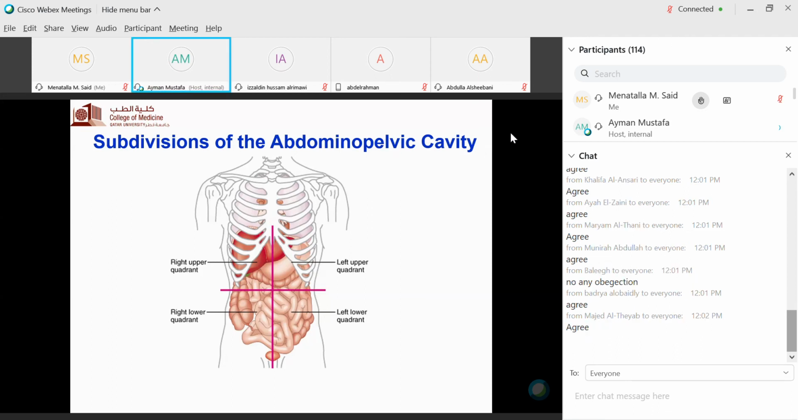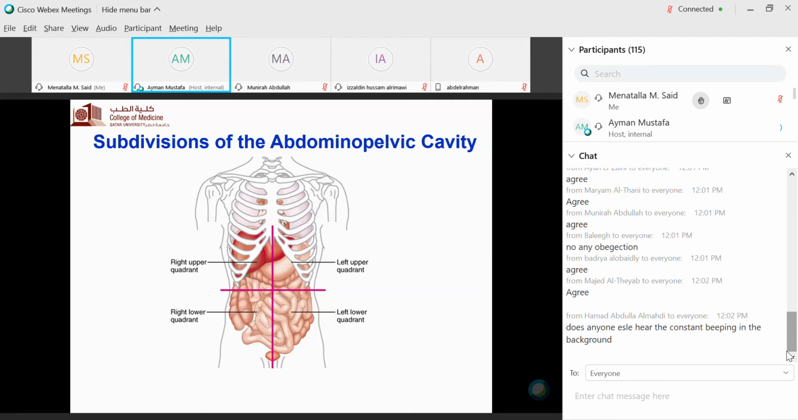Please remember, mute your mics. We do not want to hear the noise. We do not want to hear private conversations between you and other people.